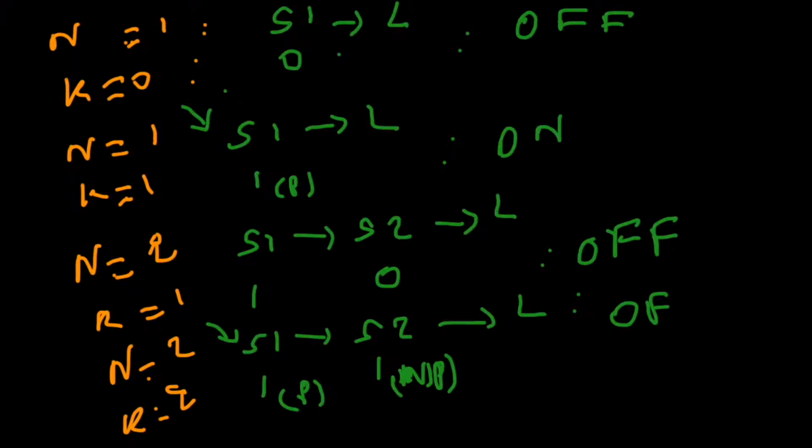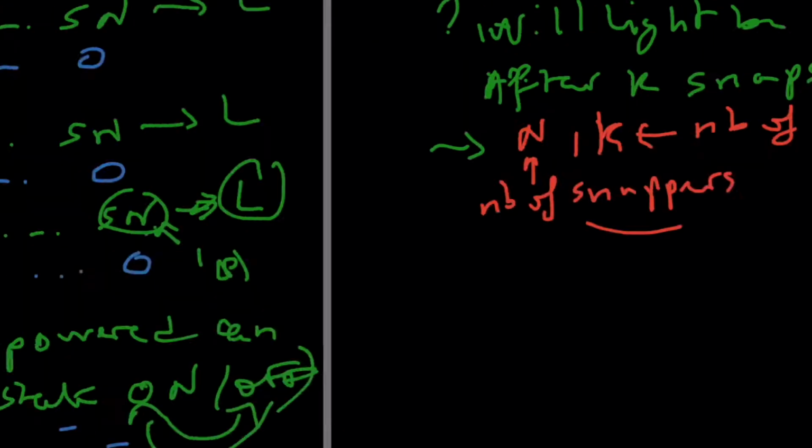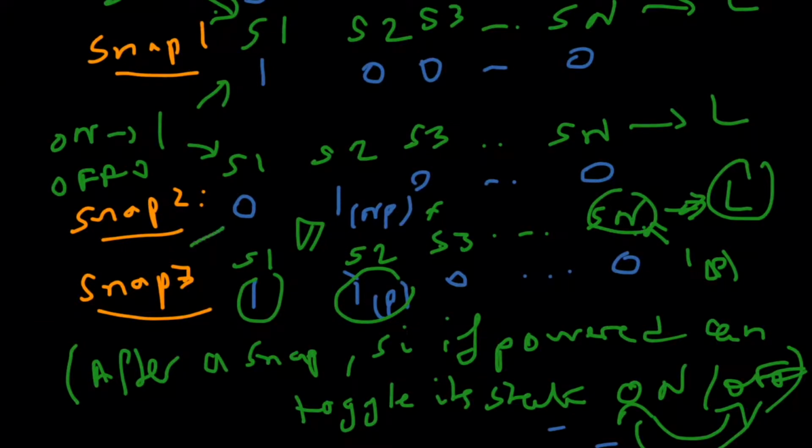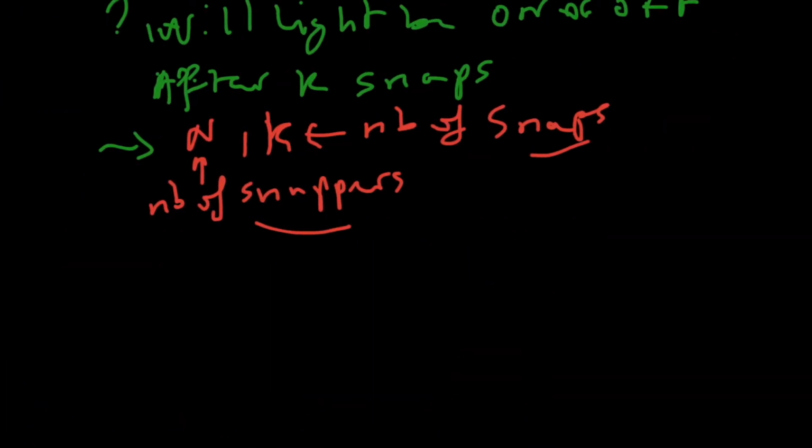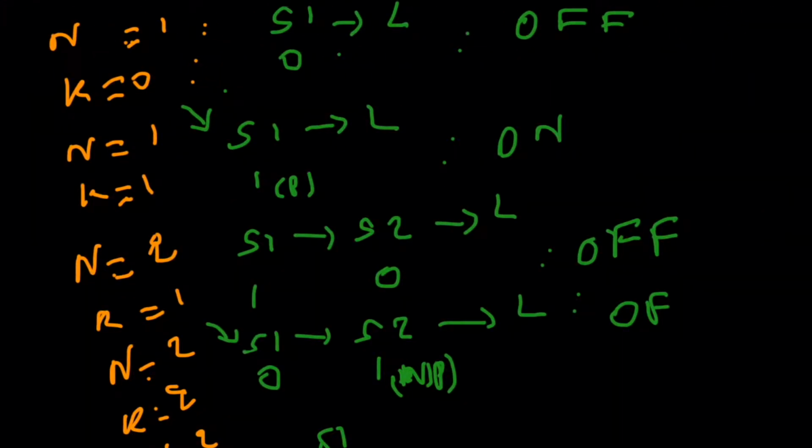Only if we go here and we do n equal to 3. Let's say n equal to 2 and k equal to 3. In this case, we get S1. Actually, in the second step, I forgot to do this. So here it's 0. It becomes 0. If we take a look at what happens here, S1 is toggled back to 0. And so 0, and this one is not powered, and so off.